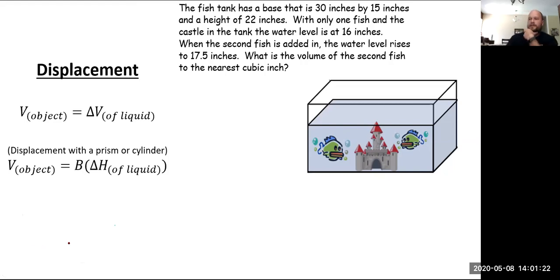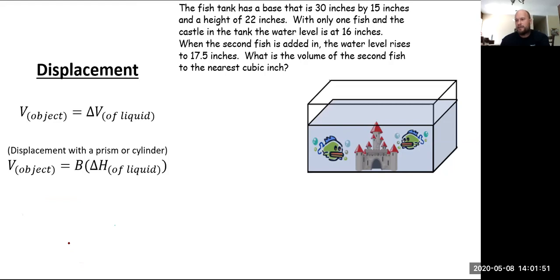All right, for displacement, I wrote two equations down here. Essentially, anytime we're looking at displacement, we're going to have some type of container, and we're trying to find the volume of some irregular shaped object. When we place that object in the container, which is filled with something, in most cases some type of liquid, it'll make the volume rise.